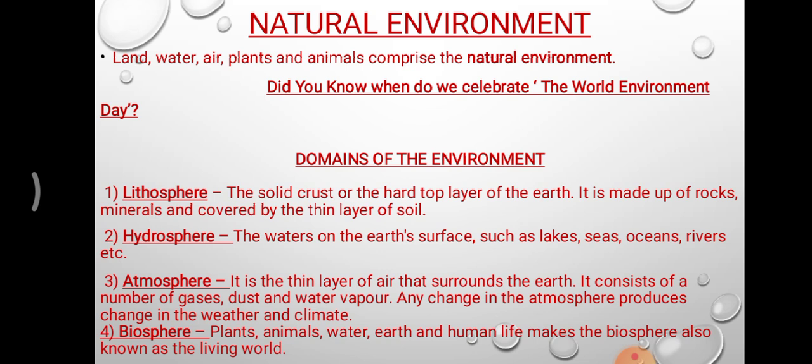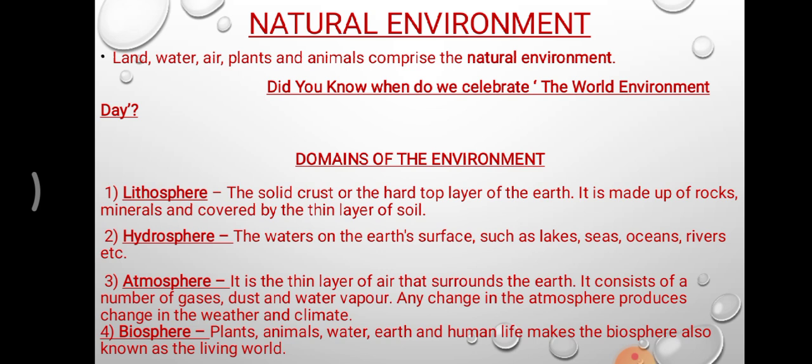Domains of the environment: first lithosphere, second hydrosphere, third atmosphere, and fourth biosphere. First, lithosphere: the solid crust or the hard top layer of the earth. It is made up of rock, minerals, and covered by a thin layer of soil. Second, hydrosphere: the waters on the earth's surface, such as lakes, seas, oceans, rivers, etc.